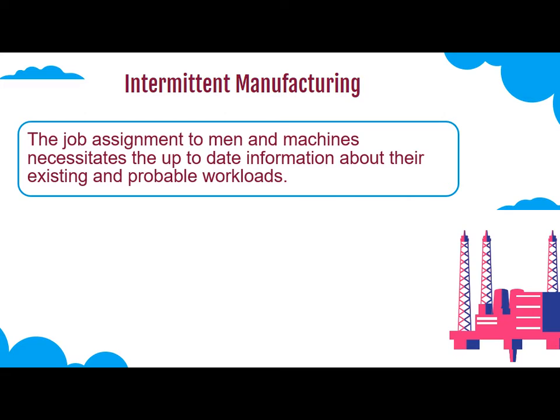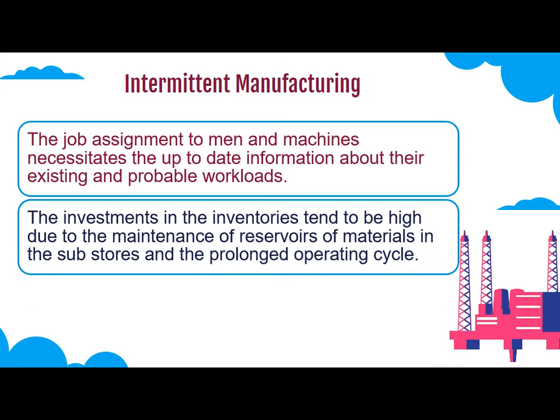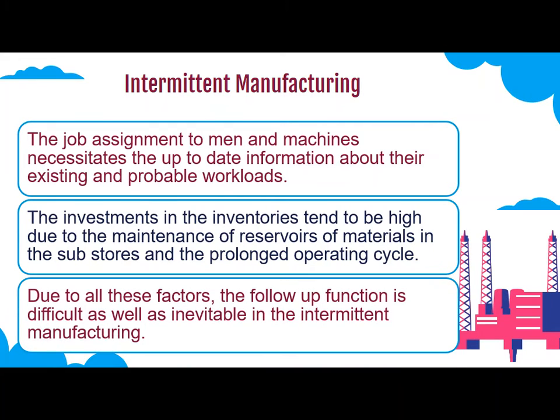In intermittent manufacturing, the job assignment to labor, men, and machines necessitates up-to-date information about their existing and probable workloads. The investment in inventories tends to be high due to the maintenance of reservoirs of materials in the sub-store and the prolonged operating cycle. Due to all these factors, the follow-up function is difficult as well as inevitable in intermittent manufacturing.